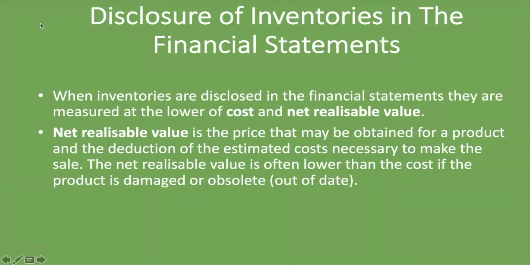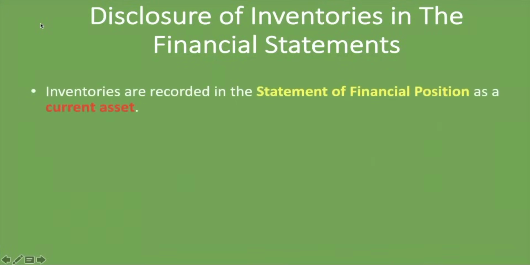Now, how is inventory recorded in the statement of financial position, or otherwise known as the balance sheet? Well, inventories are recorded in the statement of financial position as a current asset. Now, we know that inventory is an asset, but what asset is it? It's a current asset. Why current asset? Because we sell it in the ordinary course of business. We sell it very frequently. It's not a non-current asset where you expect to have it for more than 12 months. So it's recorded in the statement of financial position as a current asset.